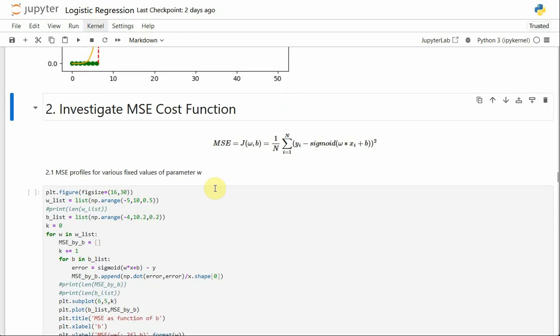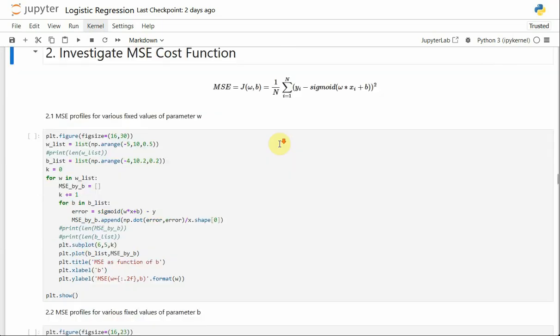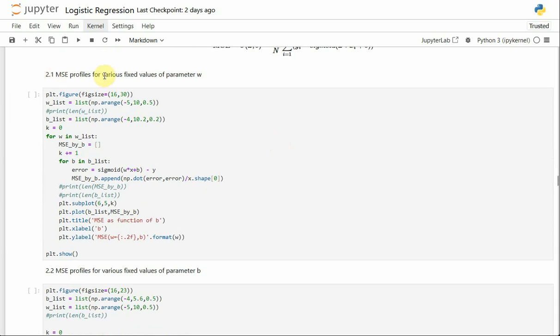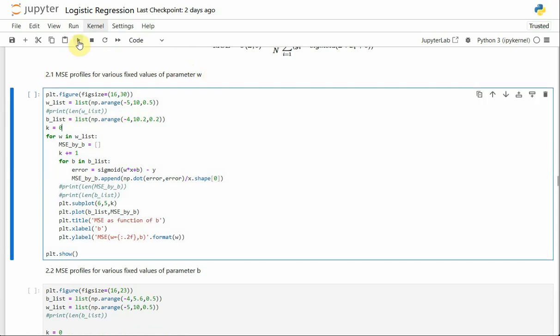So now let's investigate how this mean squared error behaves when one of the parameters, either w or b, is fixed, and see how the function behaves for different values of those parameters. First, let's build profiles for various fixed values of parameter w. This means we will vary parameter b in some range, but for parameter w, we will take particular slices. So let's go ahead and run this.